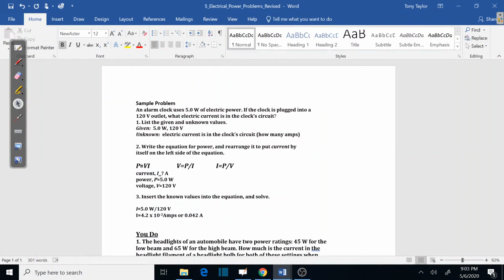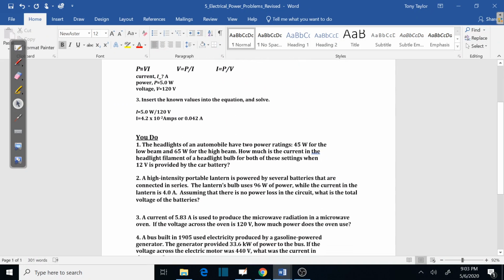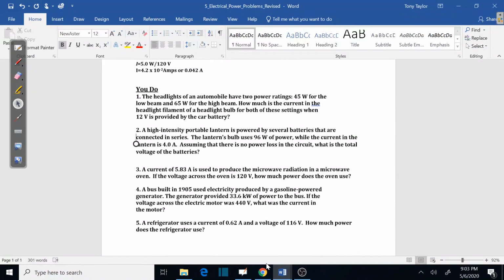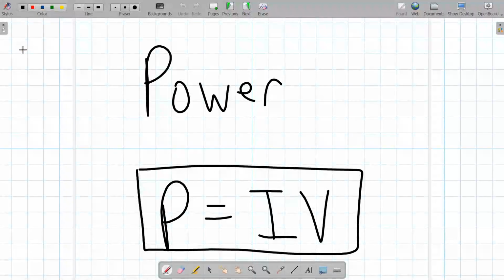Let us now move on to the second worksheet, and we're going to work out these 5 problems here. In order to do the 5 problems on this worksheet, I'm going to have to give you guys a new equation, and that is the equation for power. Power is equivalent to current times voltage. Power just basically refers to the rate by which the work is being done by any device in the circuit. So it's energy divided by time, or in other words, work divided by time. And the typical unit that we use to express power is the watt.